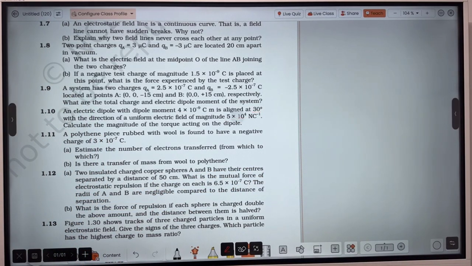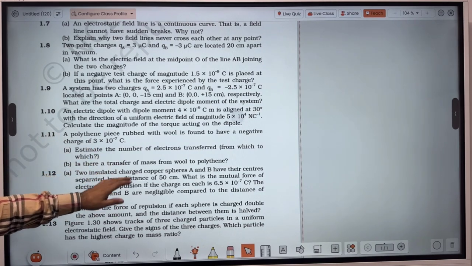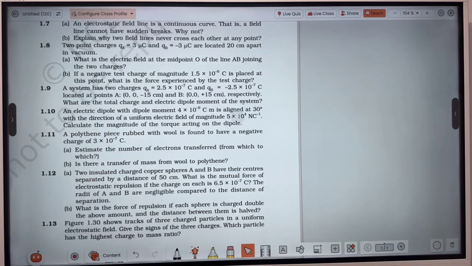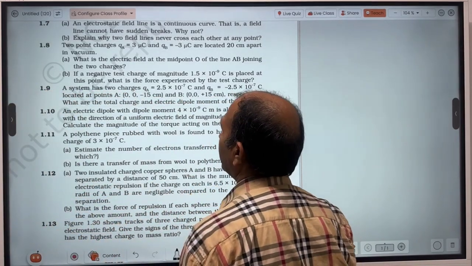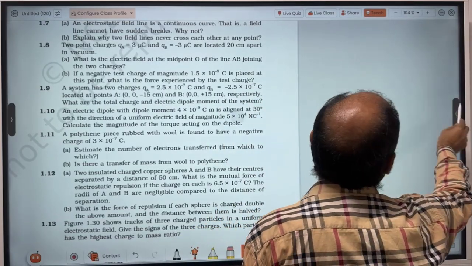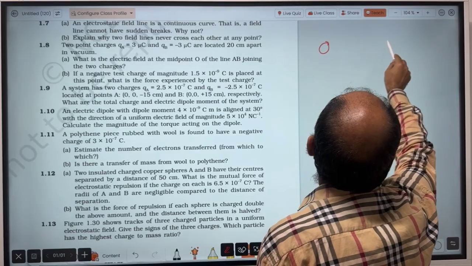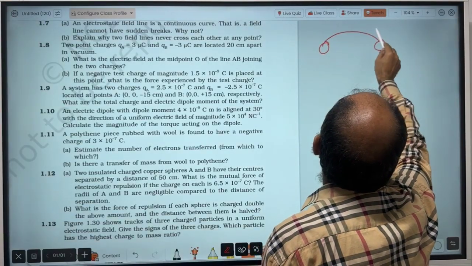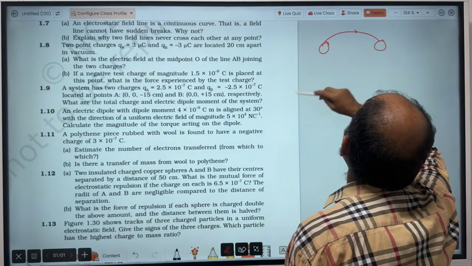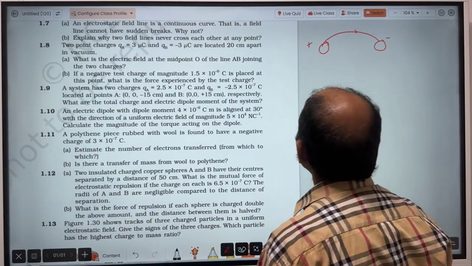Now there is another question. A polythene piece rubbed with wool is found to have a negative charge of this much. Estimate the number of electrons transferred from which to which. So as you know, if there are two bodies and one is rubbed against another, electrons get transferred. Suppose electrons are moving in this direction. So here there will be positive charge and here there will be negative charge.